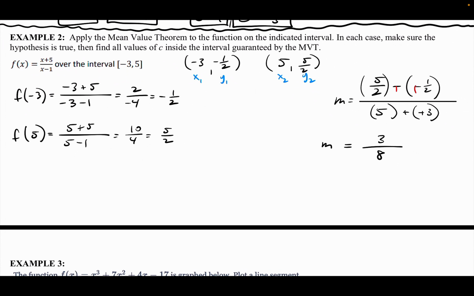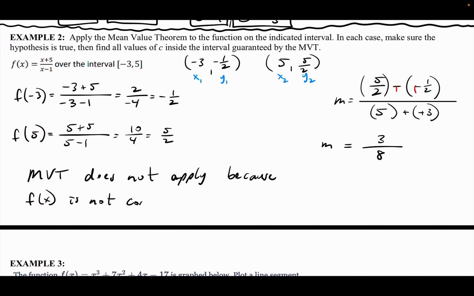Is it continuous? That's the first question. Is there an issue with continuity? Yeah, because at 1, which is inside the interval, it's not going to be continuous. So we would say mean value theorem does not apply because f of x is not continuous at x equals 1.